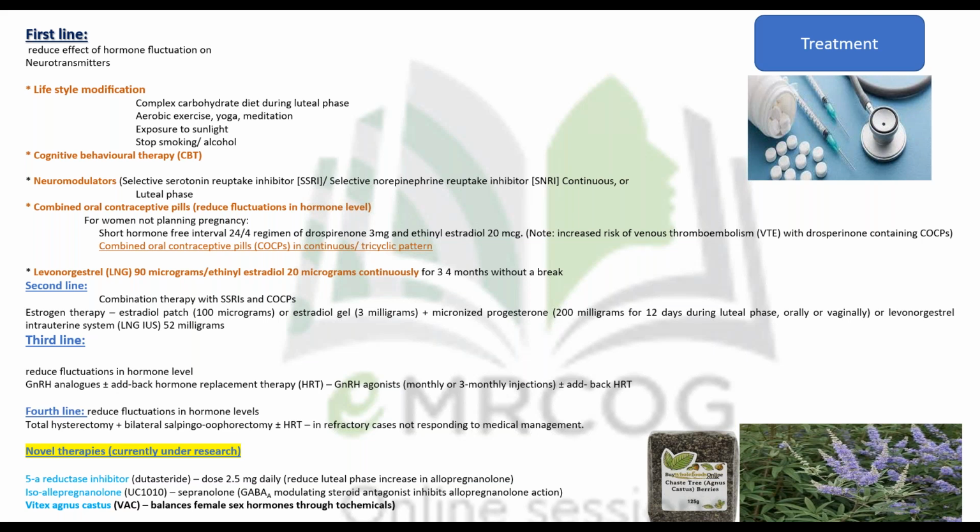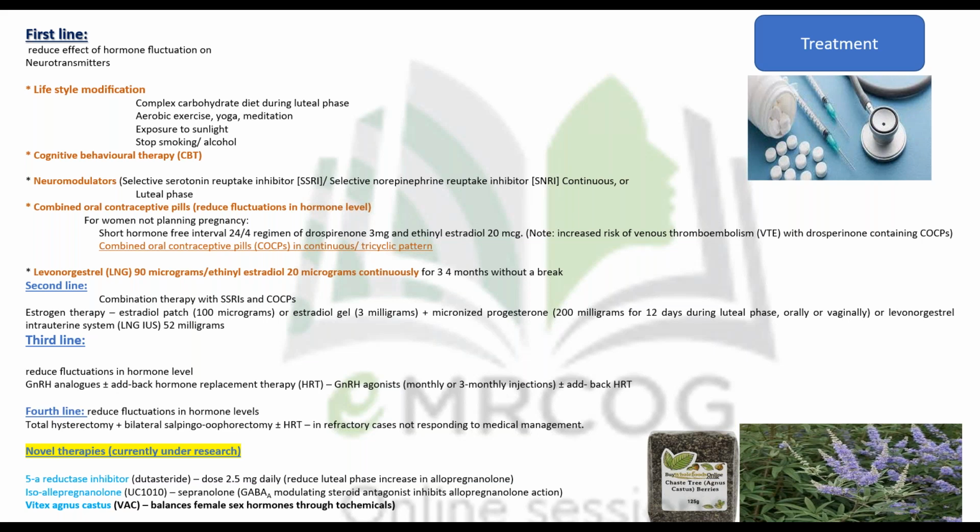Okay, what is the second line treatment, my friend? The second line treatment is simply think about combination therapy with SSRI and COCP. So I'm using one of the choices in the first line, but in combination. Combination therapy with SSRI and COCP, estrogen therapy, estradiol patch.